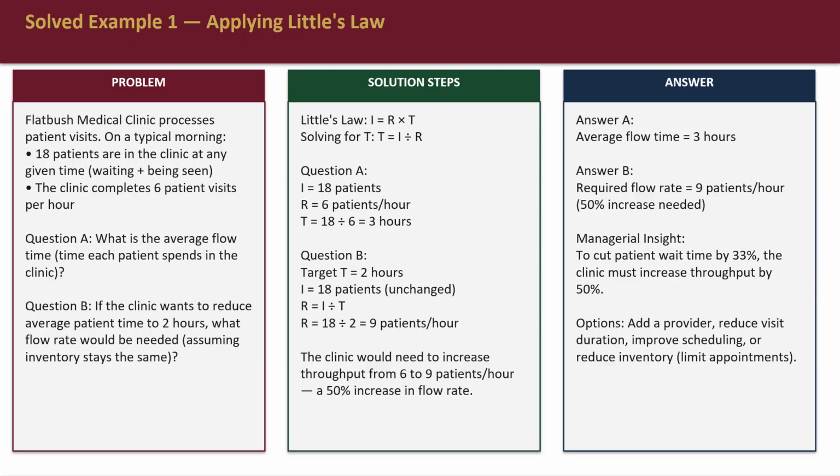Now question B. Management wants that down to 2 hours, with inventory unchanged. R equals 18 divided by 2, which is 9 patients per hour. Look at what that means. Cutting patient time by about a third demands a 50% jump in throughput. Little's law just turned a patient experience goal into a hard operational target.